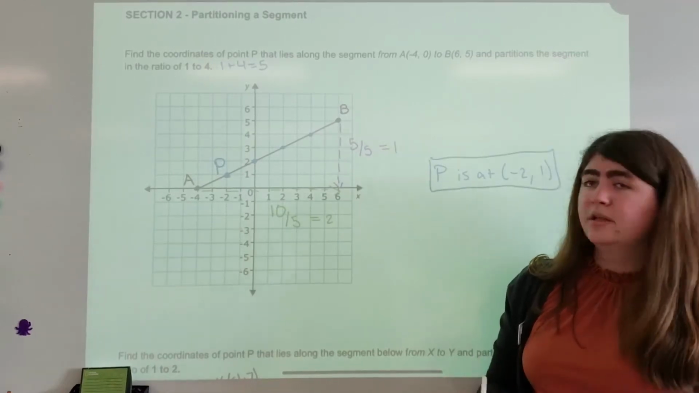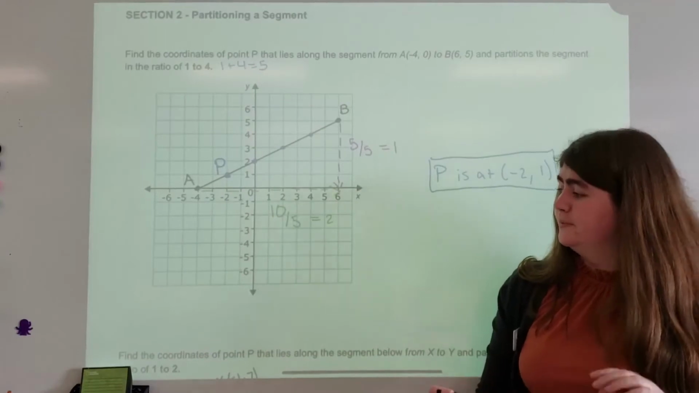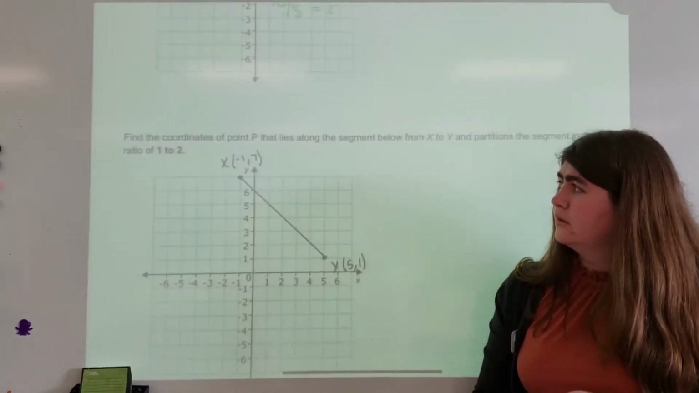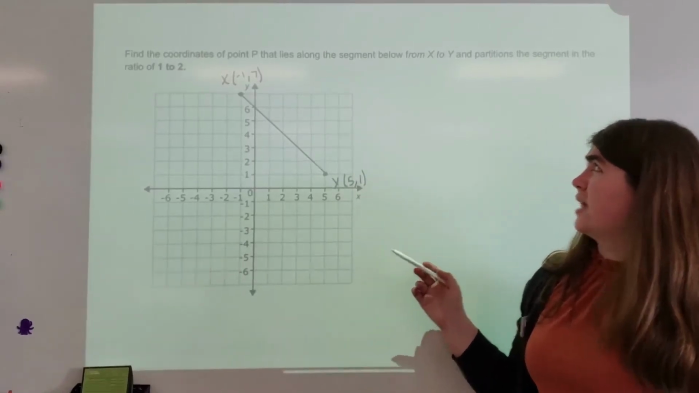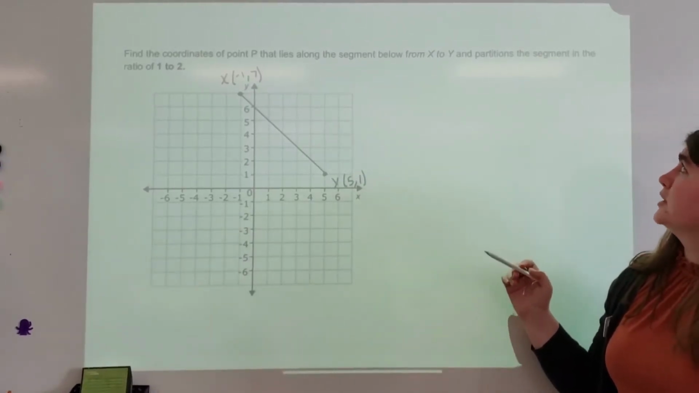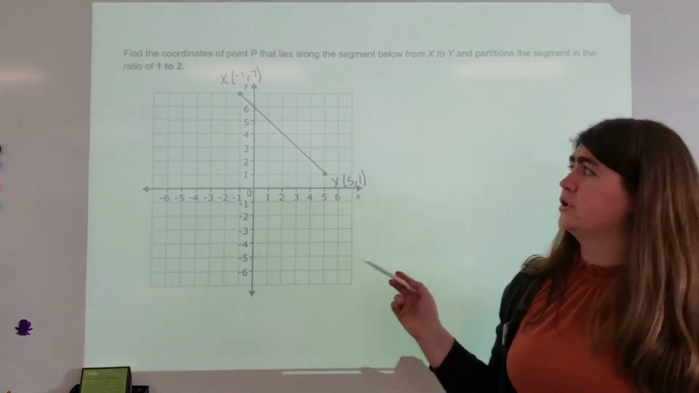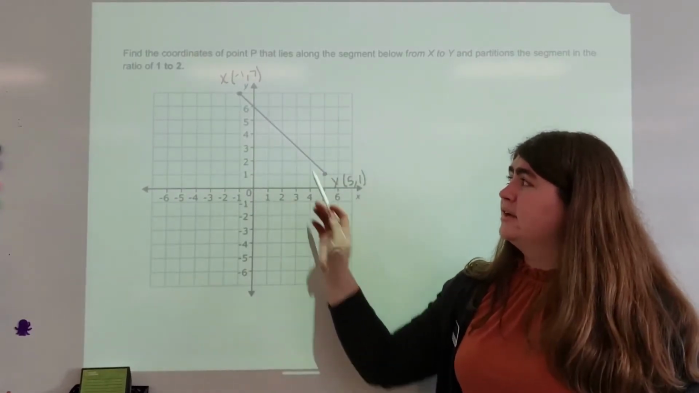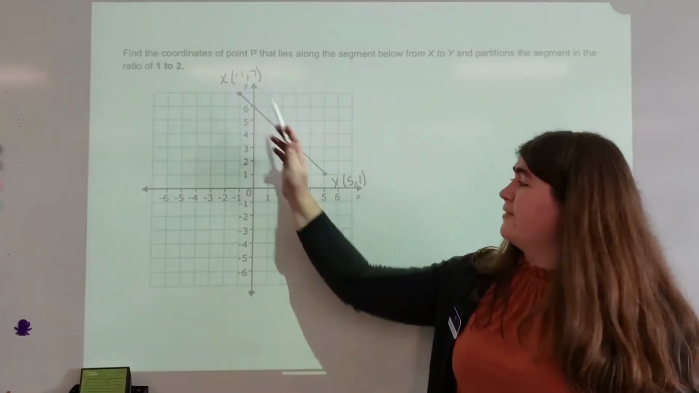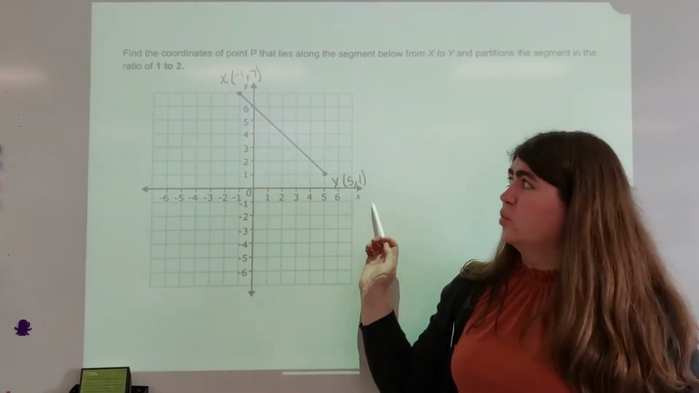All right, let's go ahead and look at another example. We have find the coordinates of point P that lies along the segment below from X to Y and partitions the segment in the ratio of 1 to 2. I have this segment that's drawn on here. You're going to have to add that. My X is at the point -1, and my Y is at the point 5, 1.